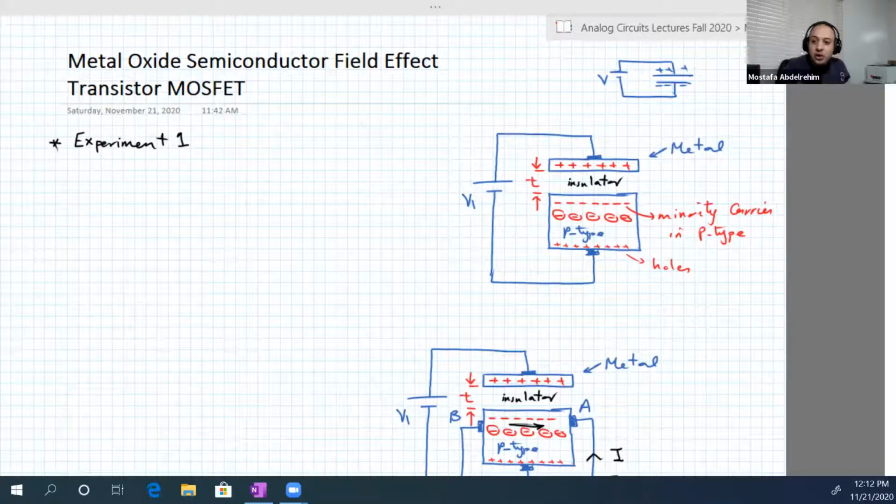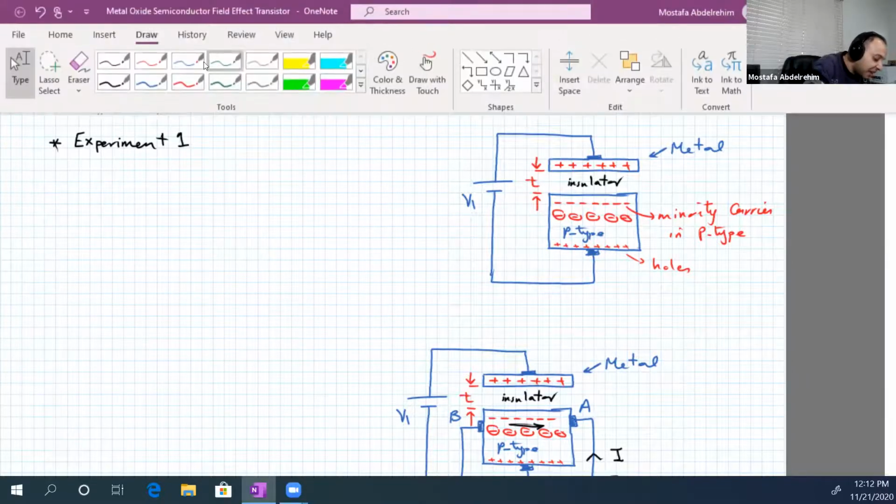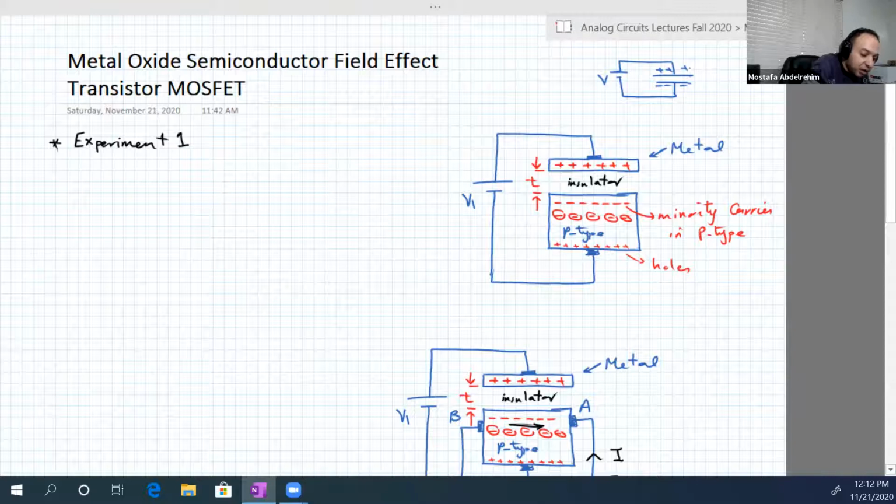To know why they call it such a name, we need to understand its operation. And to understand its operation, we're going to do two simple experiments that resemble, in some way, how it works. In experiment one, we have a capacitor. We know the capacitor: if you have a capacitor like this with two metal plates and you apply a voltage, the positive charge will go to one plate and the negative charge will go to the plate close to the negative terminal of the battery.